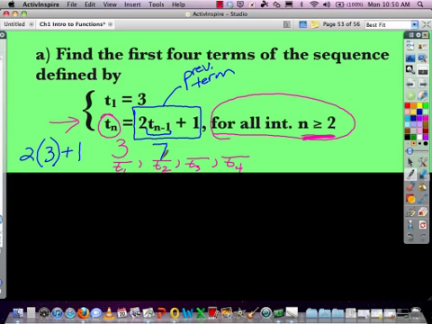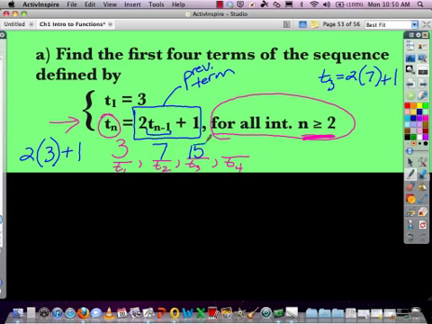So now think of the n as a 3. So up here, scratch work, t sub 3 is going to equal 2 times the previous term plus 1. Well, I'm on the third term, 2 times the previous term. That would turn us into 2 times 7 plus 1. 14 plus 1 is 15. That t sub 3 is 15.